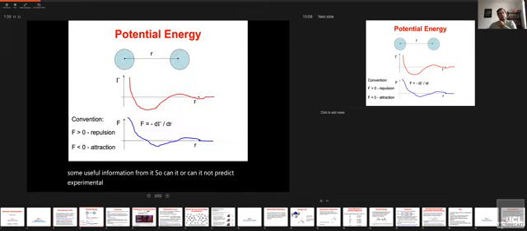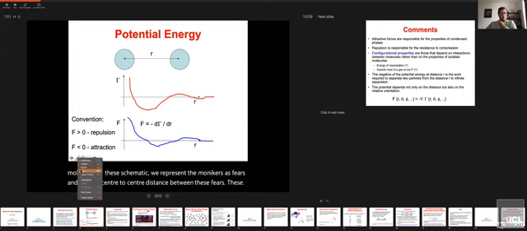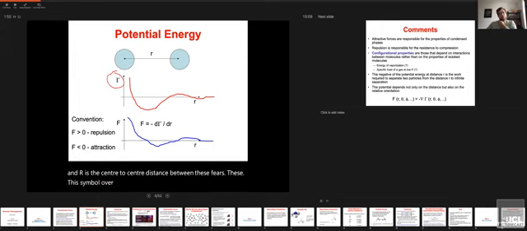In terms of nomenclature, we talk about interactions between molecules. In this schematic, we represent the molecules as spheres, and R is the center-to-center distance between these spheres. This symbol over here is for the potential between those two molecules, and this one here is the force.